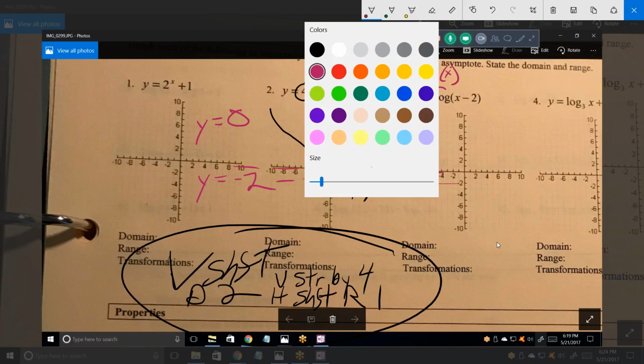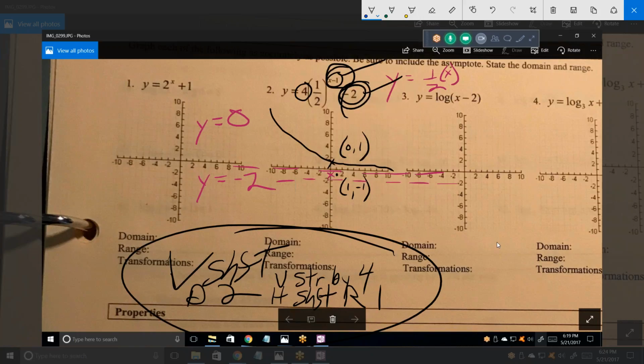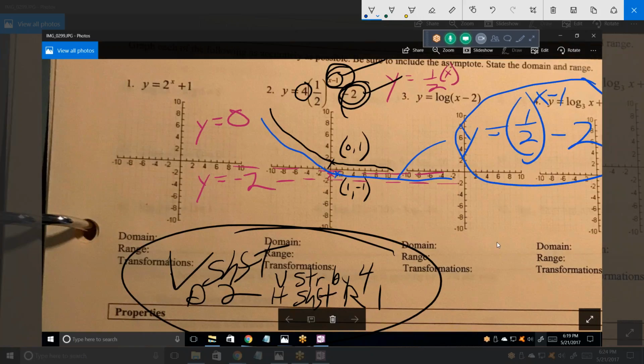Okay? And now, if I want to draw that, I'll draw it in blue. Well, I know it has to go through that point right there, 1 comma negative 1. And I know it has to be asymptotic with that new asymptote. So that blue line is y equals 1/2 to the x minus 2. Yeah, it's more visible. So that's the equation that I have drawn.